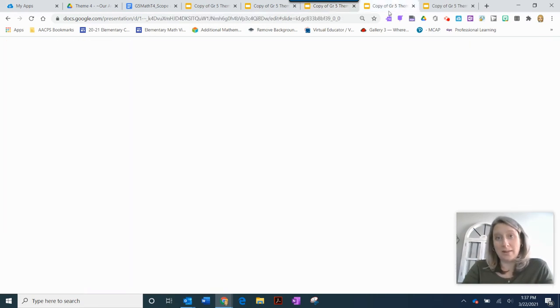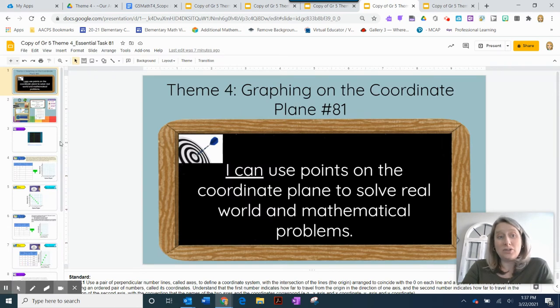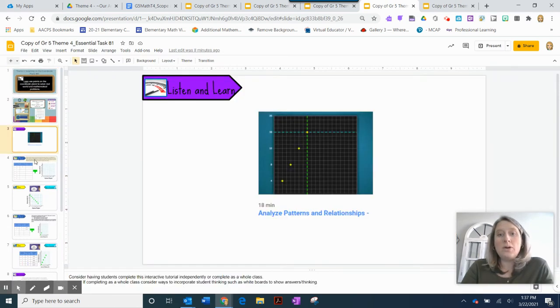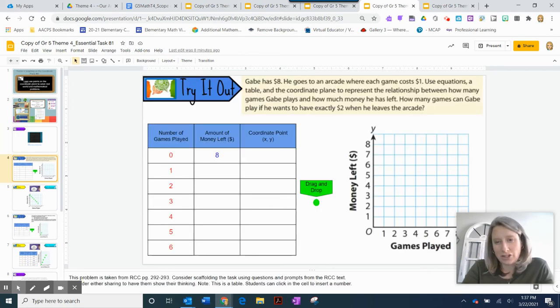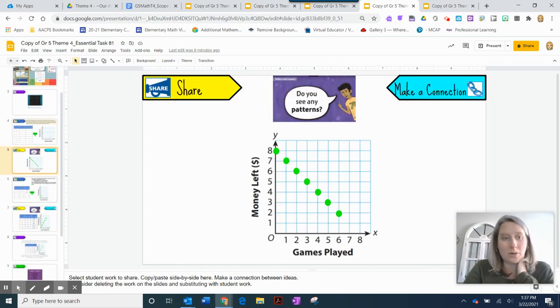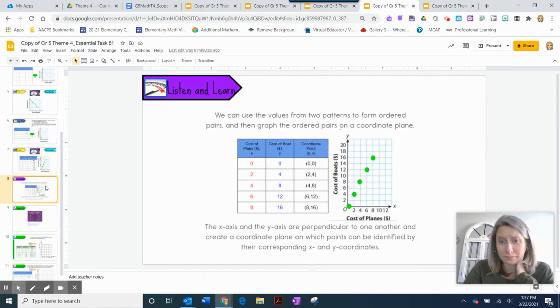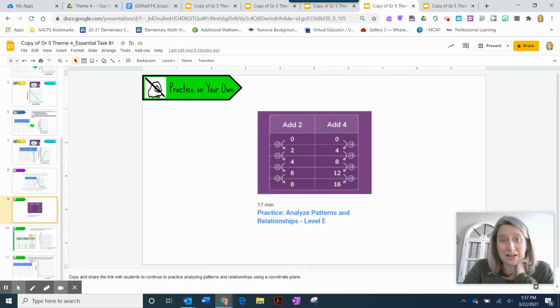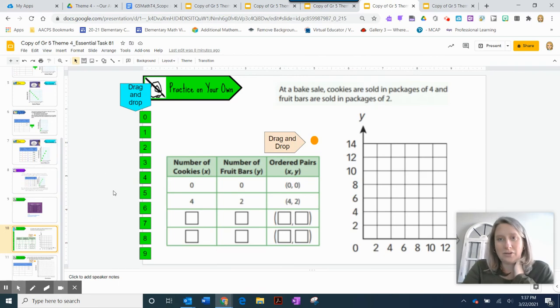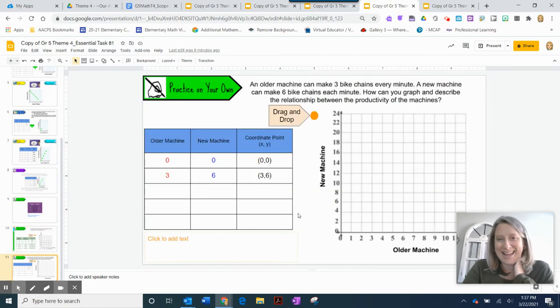We use those ordered pairs to help us with our thinking. Then we're going to transition into Essential Task 81, where we're looking at those patterns, those relationships, and what that looks like when we put it on the coordinate plane. This is going to tie all of those lessons together. A couple different practice items here, tried out problems here. And then there is a practice on your own video that you can utilize, and they can continue to practice that skill.